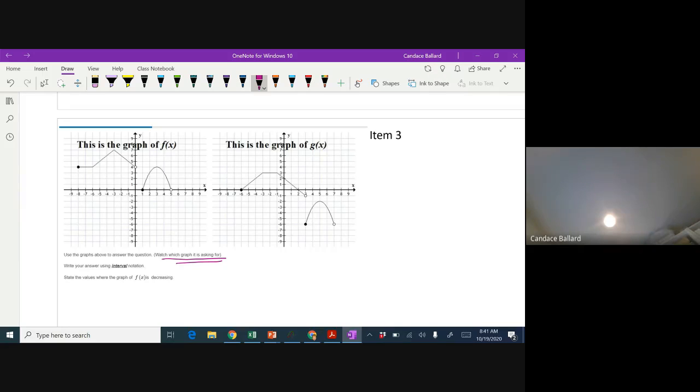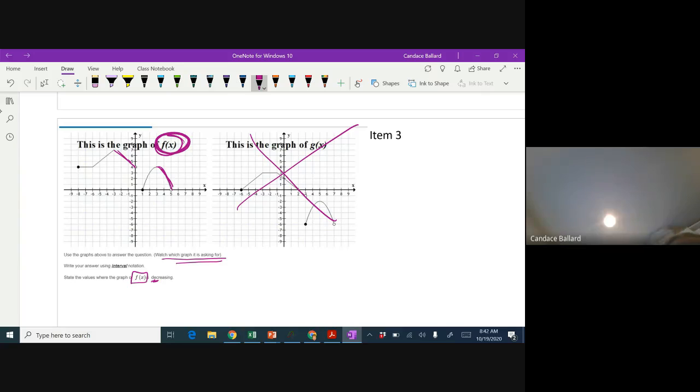Write it on your paper. There's not a ton of work that you have to write down on these. State the values where F is decreasing. So I'm looking on the F graph, so I know I'm doing this graph here. I am going to ignore this graph completely and not do anything off of that graph. And I'm going to go decreasing, so I have to go everywhere where it's going down. I know you can't trace it digitally. I get that. It's tougher to do these digitally. You can't write on top of them.